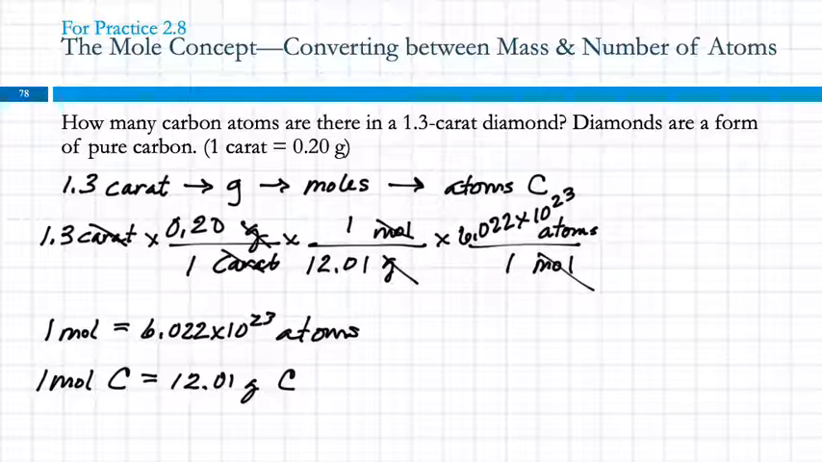1.3 times 0.2. Divide by 1 times 1. Divide by 12.01 times, now let's use the button, okay? 6.022. And there's a single button, right? I showed some of you where it is. I'm going to press that and say times 10 to the, one button push, 23, equals. And I get a number.